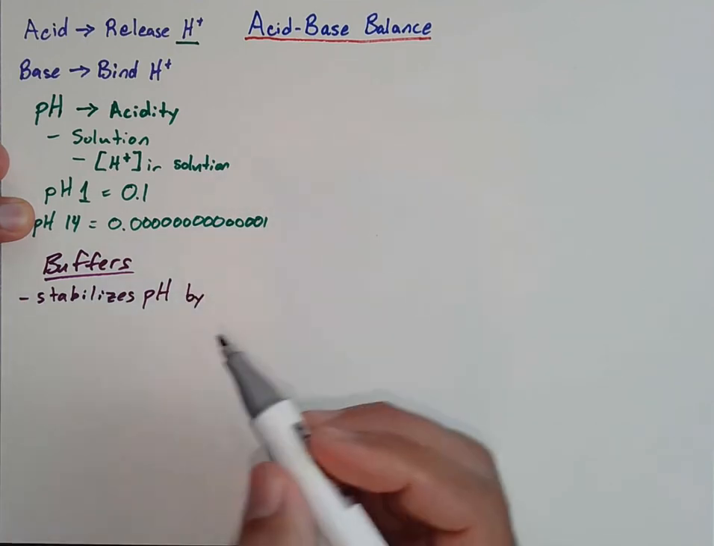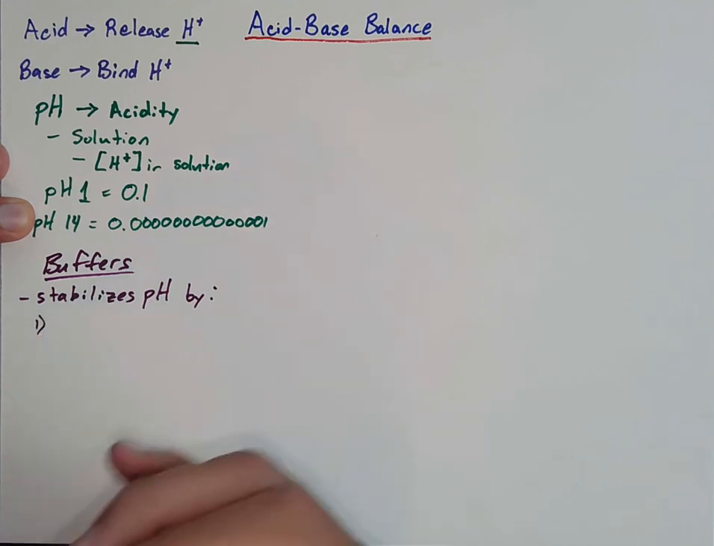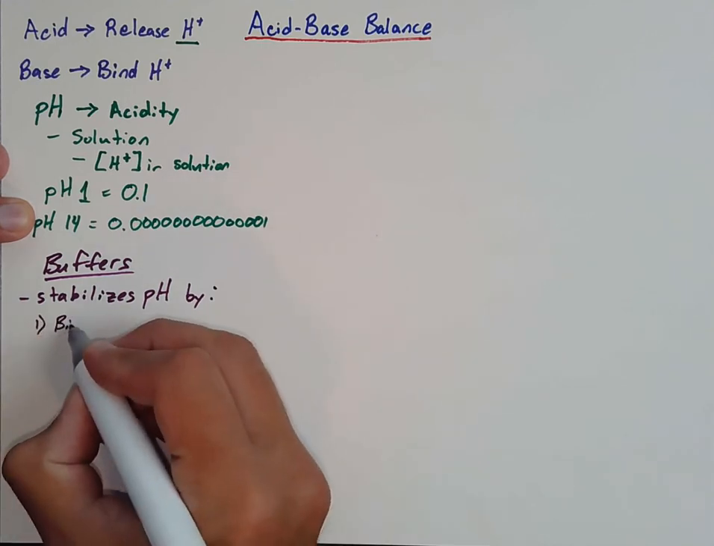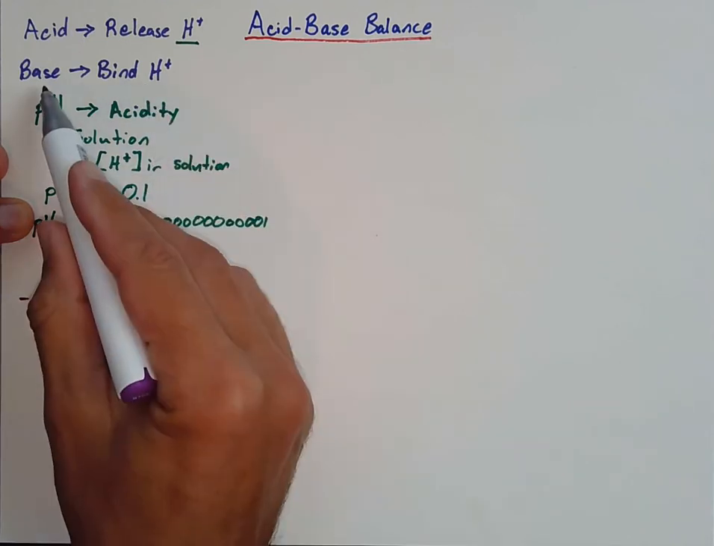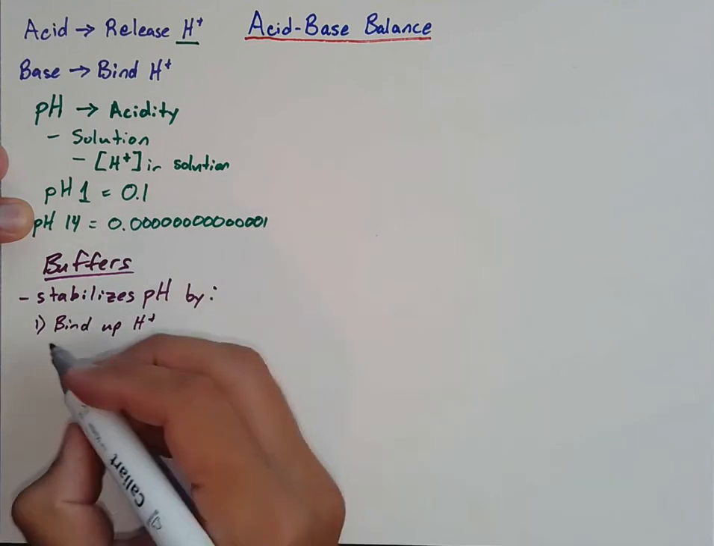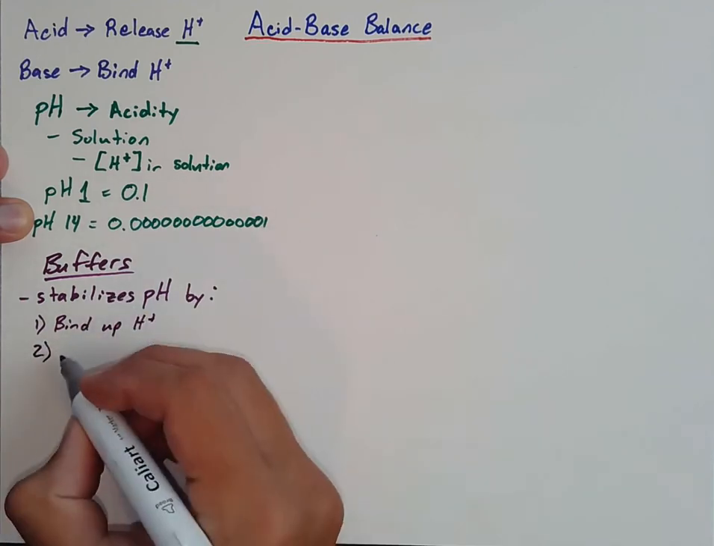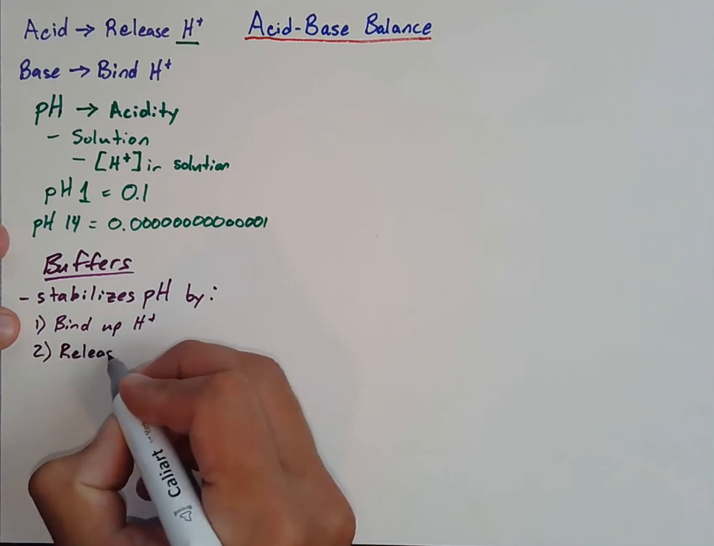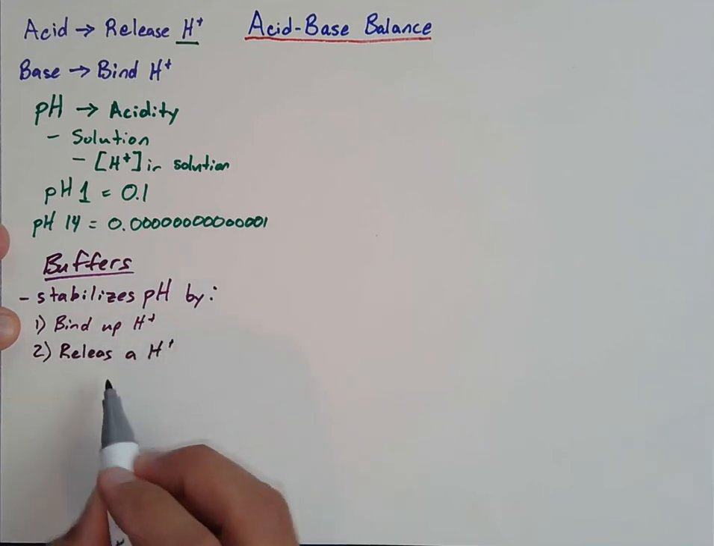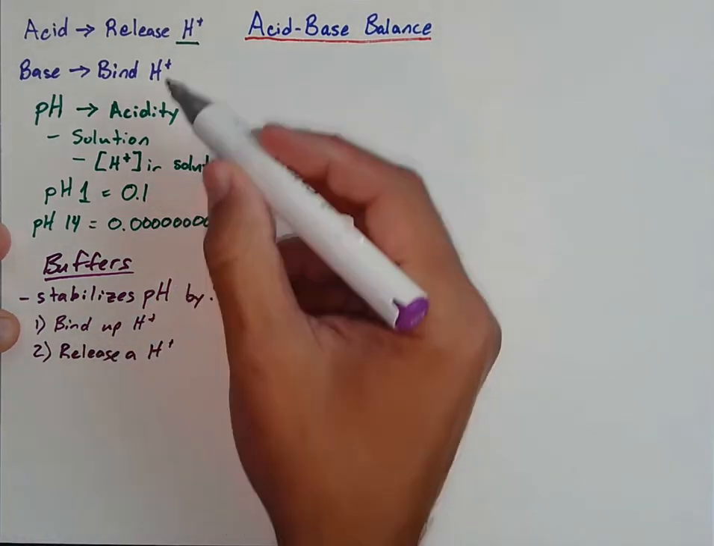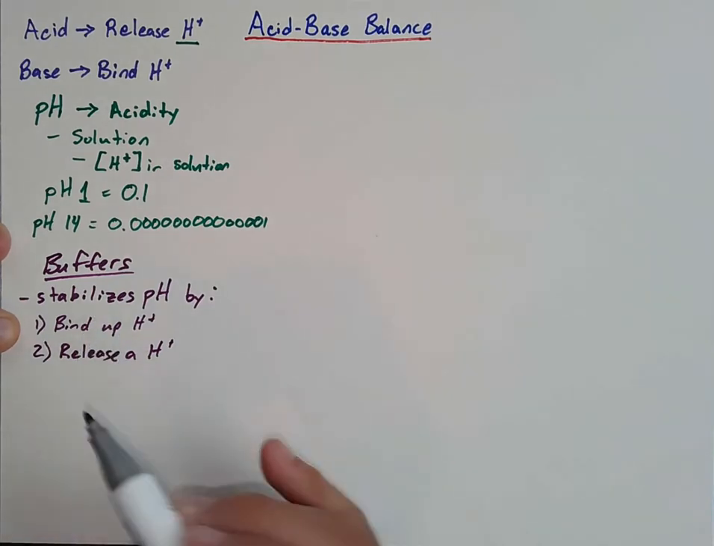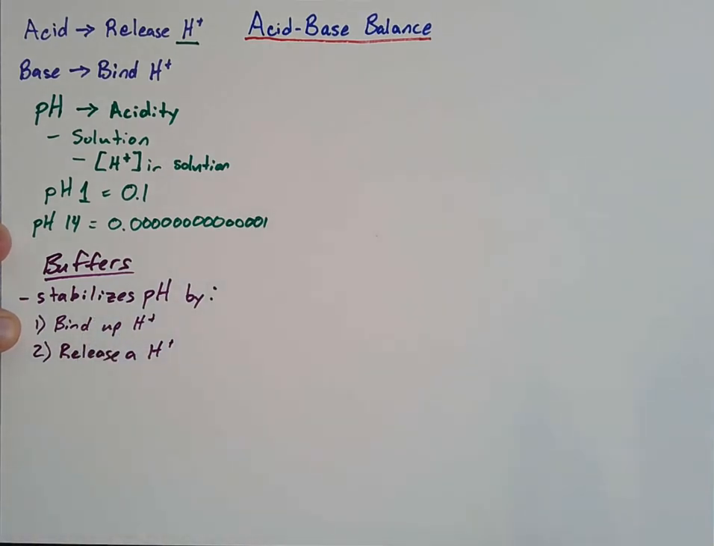A buffer, depending on the buffer, can either bind up a hydrogen. Wait, what? Isn't that the definition of a base? Or a buffer can release a hydrogen. I spelled it wrong, but you get the point, right? Isn't that what we just defined an acid and a base as? And that's exactly what buffers are. Buffers aren't a brand new kind of molecule typically. They are typically something that can either bind or release a hydrogen.